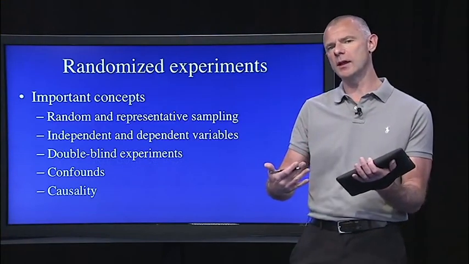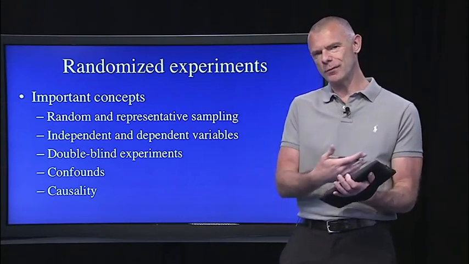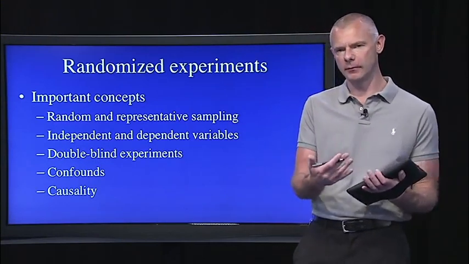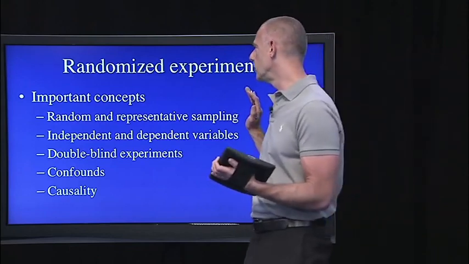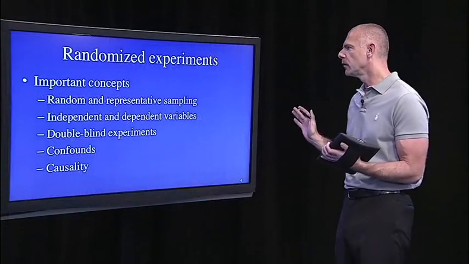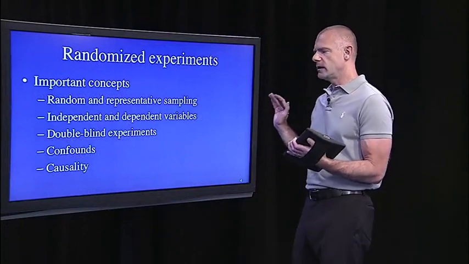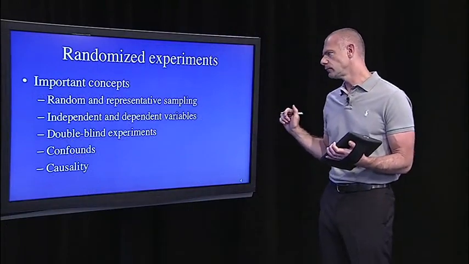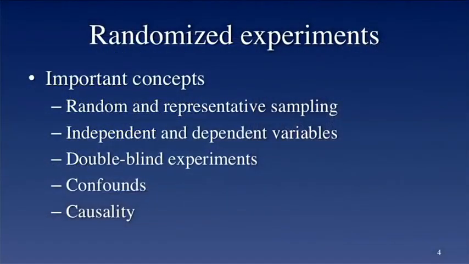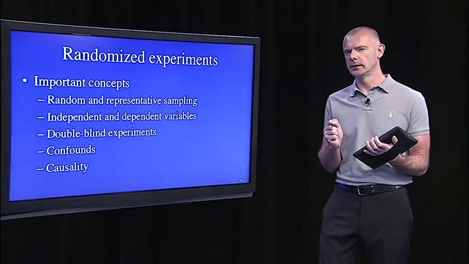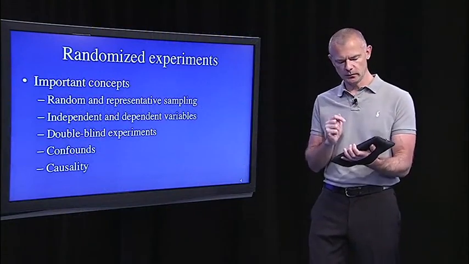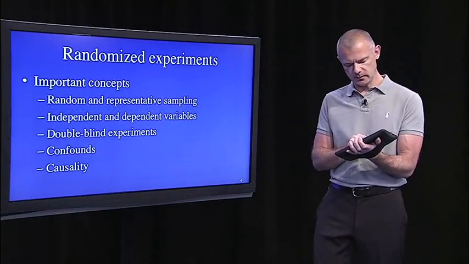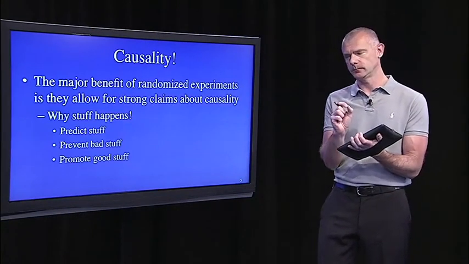At the beginning of each segment of each lecture, I'll show you important concepts to take away from that segment. In this segment, the important concepts to take away are the idea of random and representative sampling, independent and dependent variables, double-blind and single-blind experiments, and then the idea of confounds. The most important concept to take away from this segment is the idea of causality. So I'll both begin and end this segment with causality.